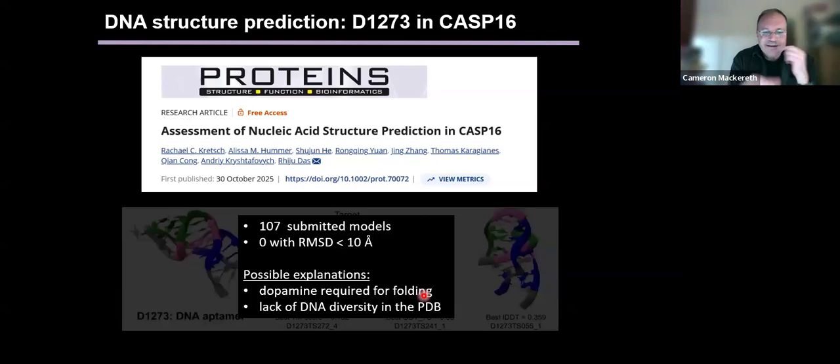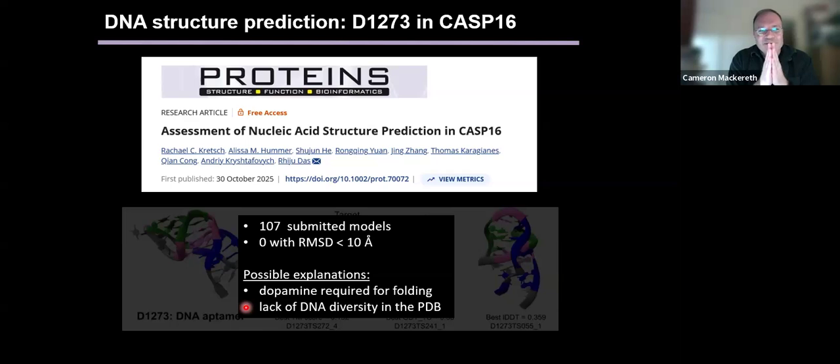One is that dopamine seems to be quite important for the actual folding of it, at least when you look at it in normal solution. But probably much more importantly, is the second fact here, that most of the PDB, when it has DNA, has double-strand DNA in a duplex. You might have some quadruplexes or maybe something a little bit different, a stem loop as well, but that's it.